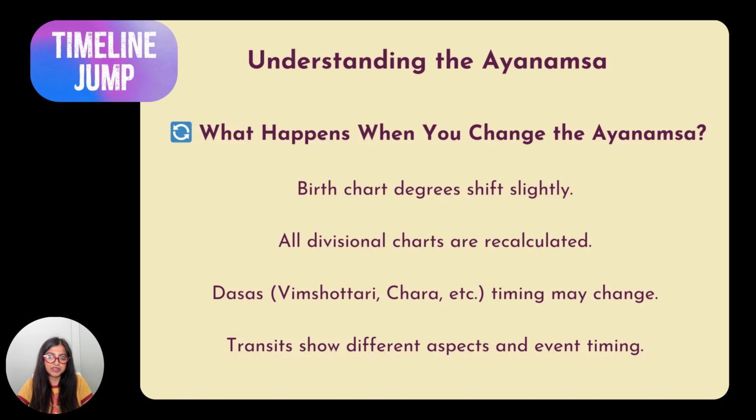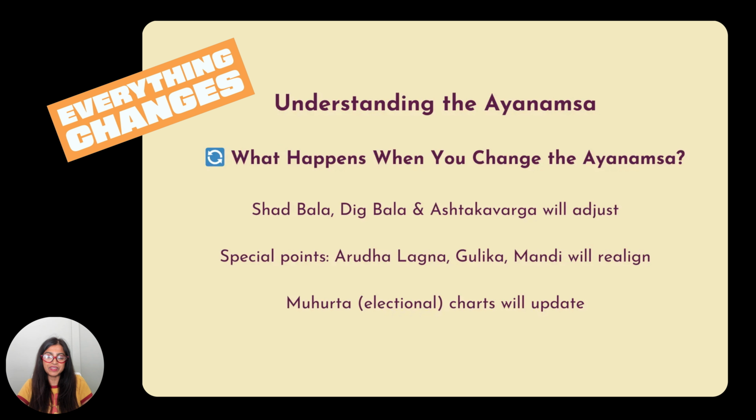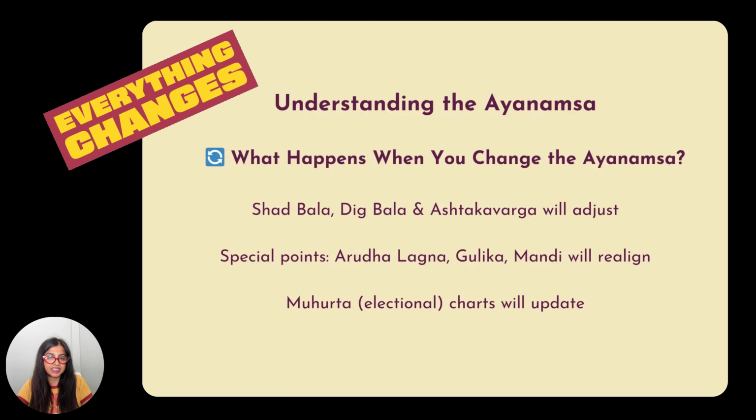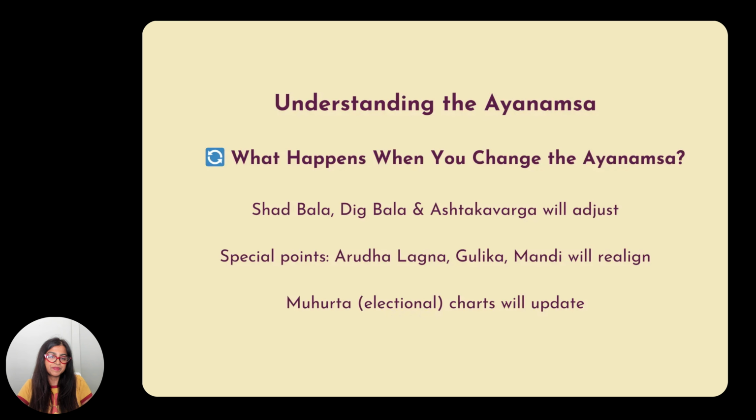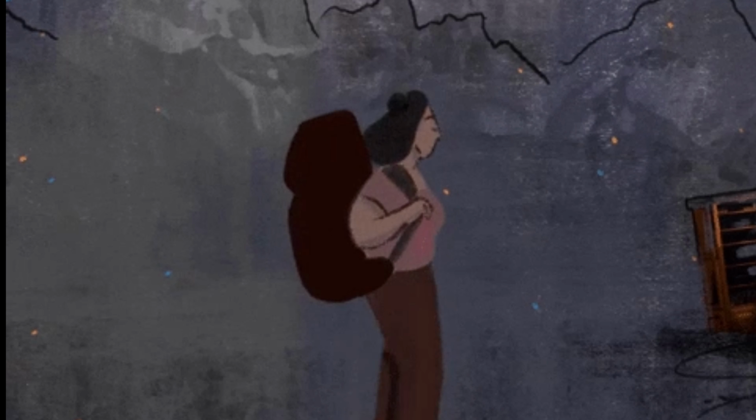The daśās, the Vimshottari, the Chara, and other dasha systems are based on planetary positions, so the timing and the sequence of periods can change. The transits, planet to planet and planet to house aspects will differ, affecting predictions and event timing. Shadbala and basic calculations, including Digbala, Pakshabala, Ashtagavargas, will be recalculated because the planetary longitudes have shifted. And special points like the Aruda Lagna, Gulika, Mandi, and other derived points will change as well. Muhurta and electional calculations will adjust to the new positions.